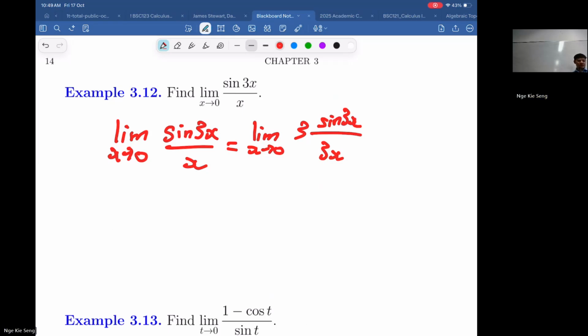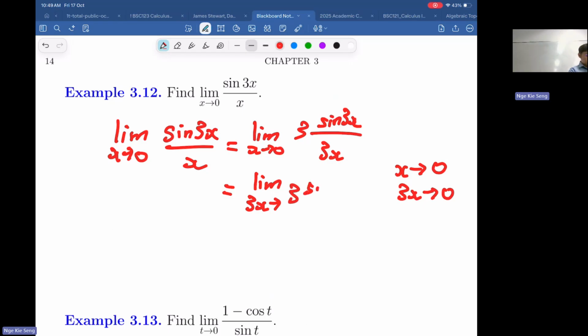Just now it was theta going to 0. There's a hack here I think you can learn. When x goes to 0, 3x also goes to 0, so we can replace the x by 3x. Then we can use the limit law from just now. What did I do? 3x goes to 0, yes. We changed the variable.